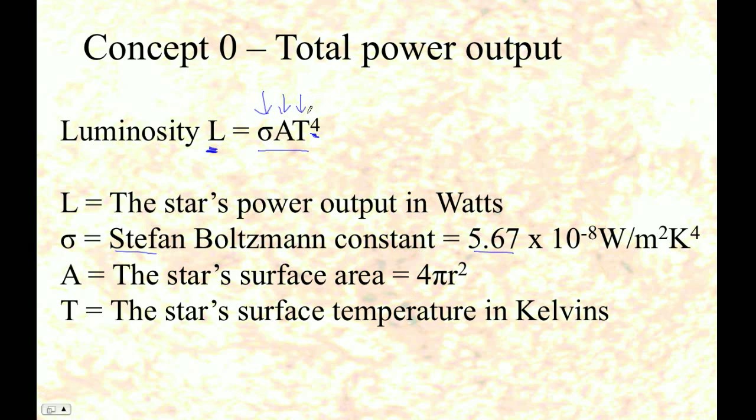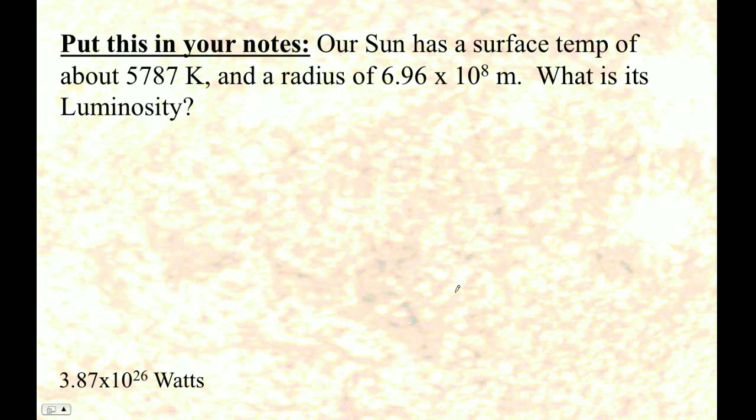So hot stars put out a lot of light because they're hot, and big stars can also put out a lot of light. And of course, if you're big and hot, then you put out a lot of light. Notice it's got to be kelvins. Remember that the area of a sphere is 4 pi r squared, and we're ready to go to our example.